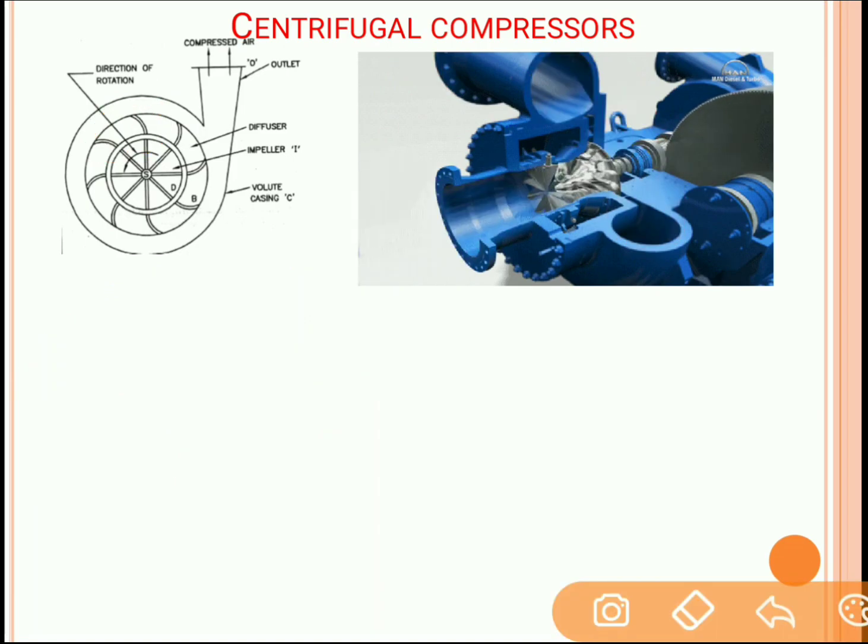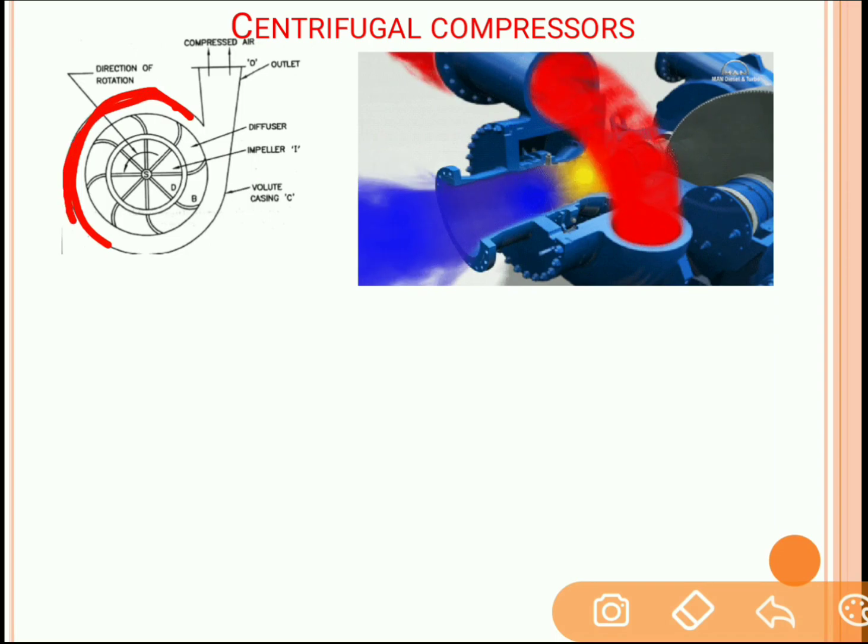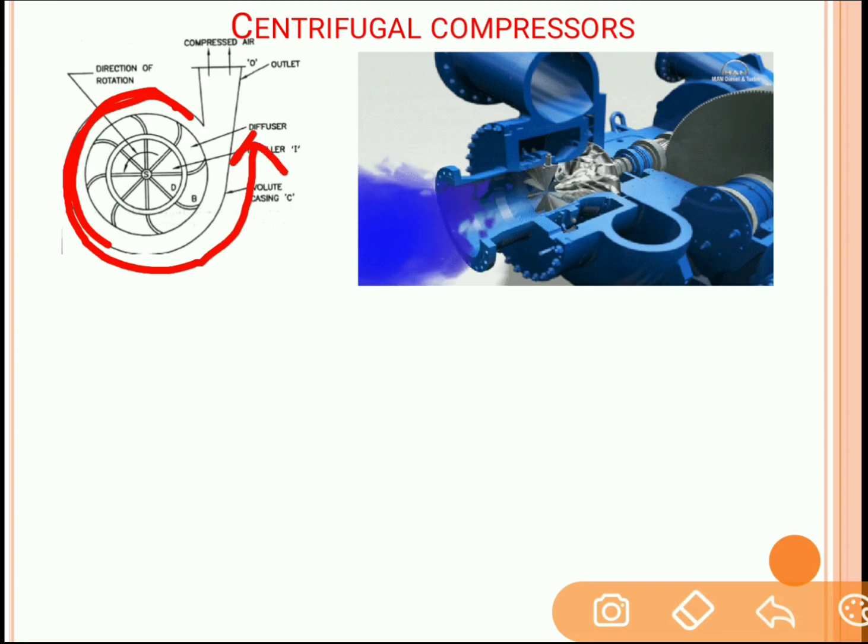So because of the diffuser, kinetic energy of air which is coming out from the impeller is converted into pressure energy. This high pressure energy air will enter into the casing, and further, because of the increasing area of the casing, further conversion of kinetic energy into pressure energy takes place, and this high pressure air will transfer to the receiver with the help of the delivery pipe.